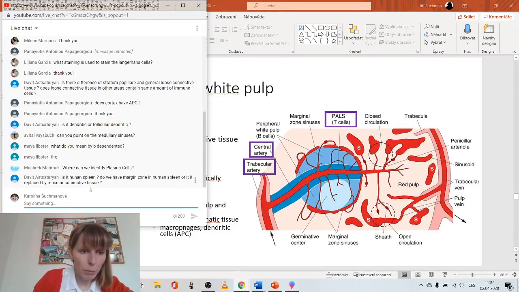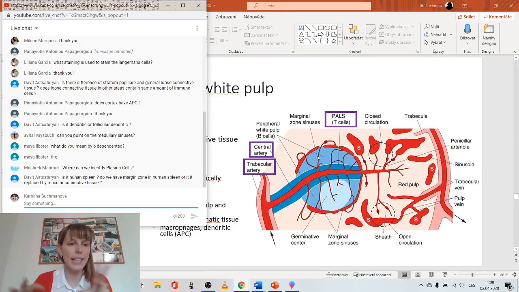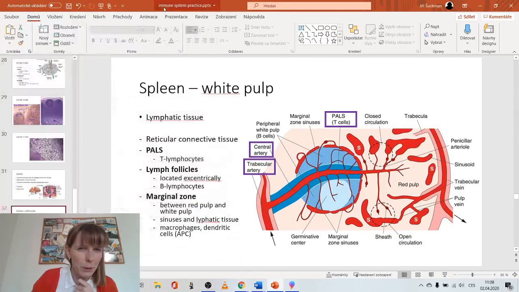Yes, we have the margin zone. This is not a question about the reticular connective tissue. The reticular connective tissue is there all the time. So it's forming the net of fibers which are holding all the lymphocytes and also forming the cords of Billroth. So margin zone is in the human spleen as well. I hope I answered the question.